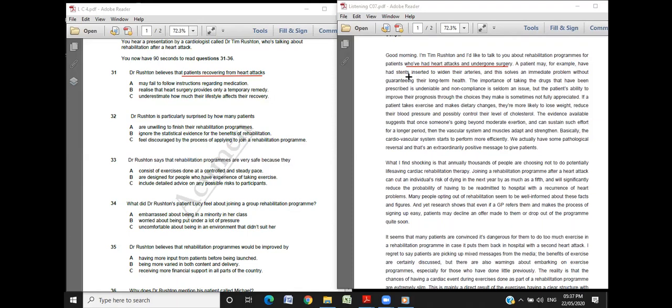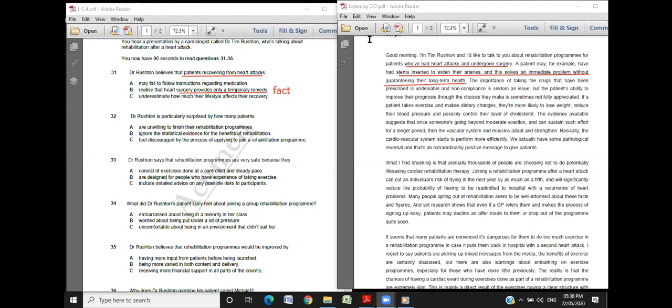A patient may, for example, have stents, and this may solve the immediate problem without guaranteeing their long-term health. So here you do have this, which says surgery is a temporary remedy. But is it something that patients think? No. This part is mentioned as fact and not the patient's attitude. Yes, it is a fact that surgery offers only a temporary remedy. But that's not the patient's attitude.